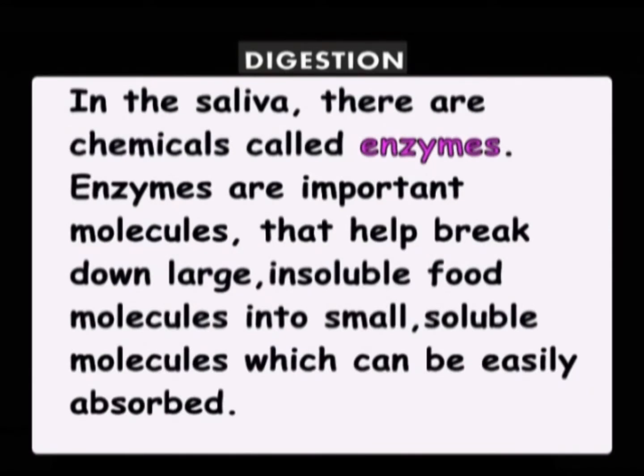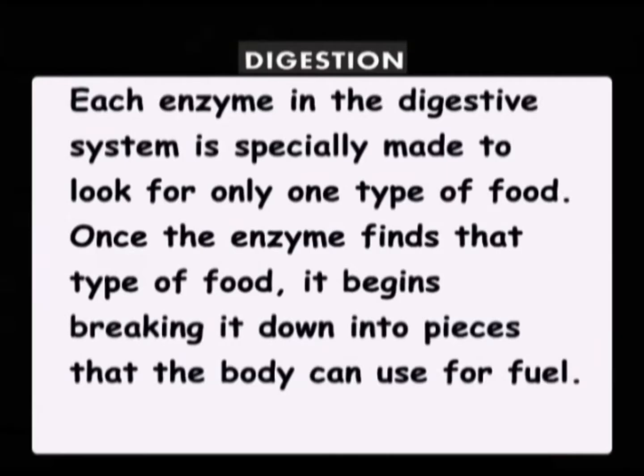In the saliva, there are chemicals called enzymes. Enzymes are important molecules that help break down large insoluble food molecules into small soluble molecules, which can be easily absorbed. Each enzyme in the digestive system is specially made to look for only one type of food. Once the enzyme finds that type of food, it begins breaking it down into pieces that the body can use for fuel.